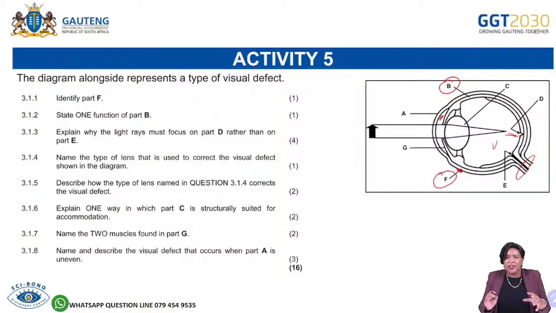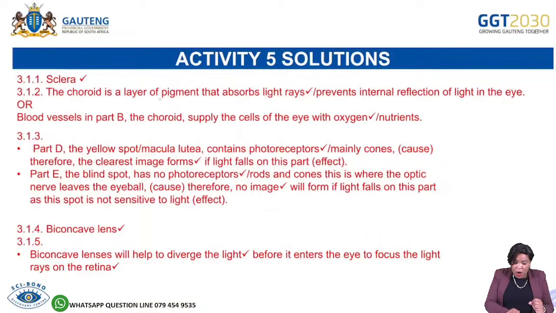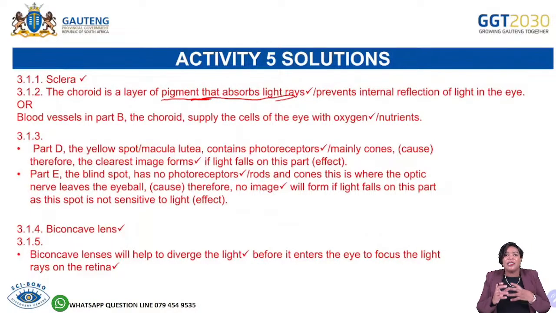You were given the structural suitabilities of the choroid. This is a layer of pigments that absorb the light rays. So it has pigments. So pigments give what? Color. So hence it is darker than the other layers. So your choroid has those pigments that are going to do what? To absorb the light rays, because you don't want internal reflections of the light in the eyes.